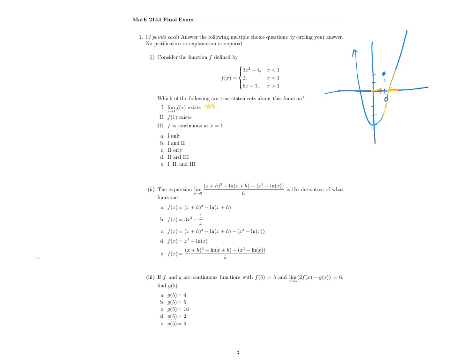Does f of 1 exist? Yes. f of 1 is 2. Is f continuous? So for f to be continuous, both of these things have to exist and they have to be equal. But I know that the limit is negative 1 and the function value is 2, so it is not continuous. So this is a no. So the answer is B, 1 and 2 only.